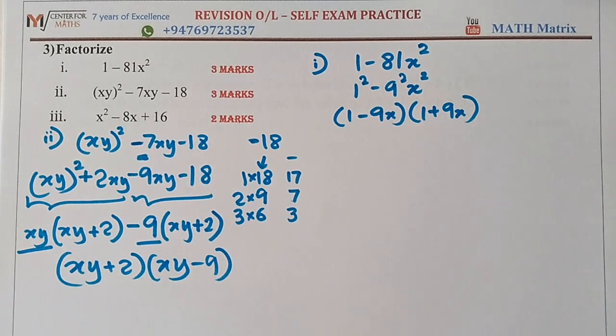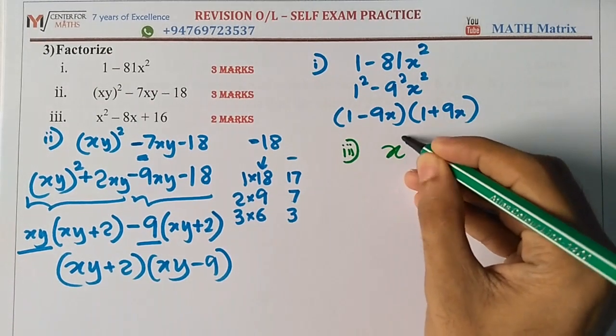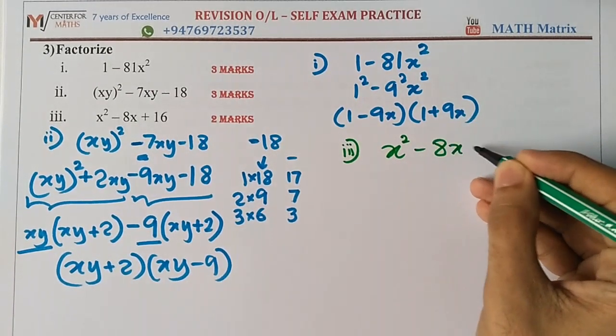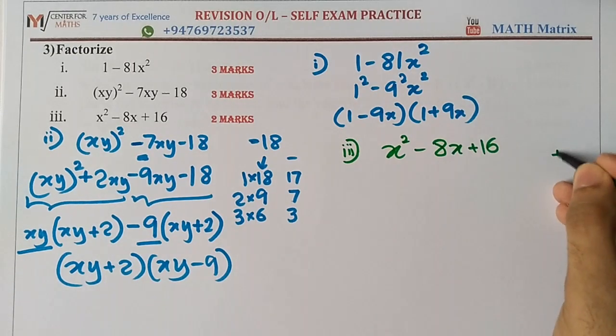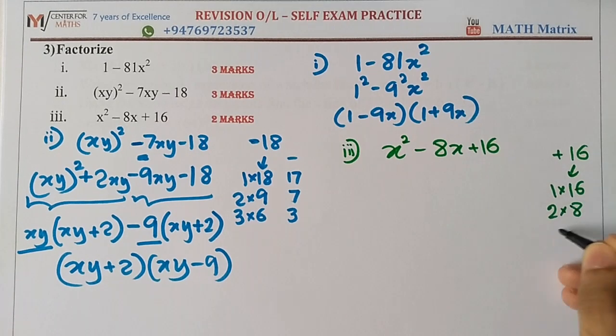Okay, so now we'll move to the third question: x squared minus 8x plus 16. I am marking that Roman number 3. So first of all, we have to factorize this 16. How to factorize this 16? 1 16s are 16, 2 8s are 16, and 4 4s are 16.